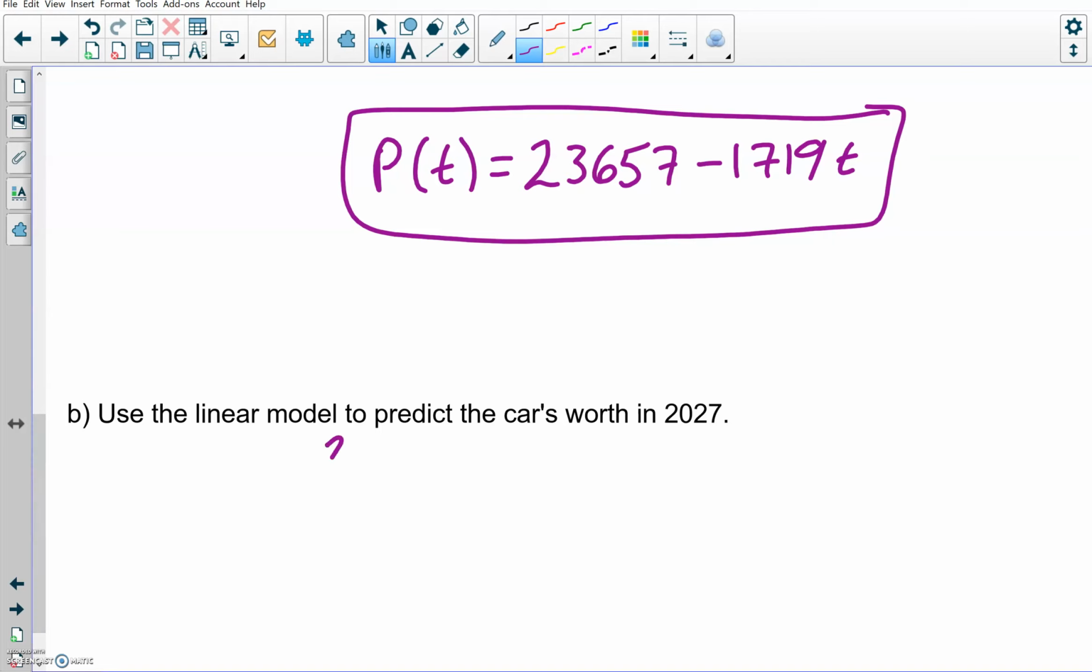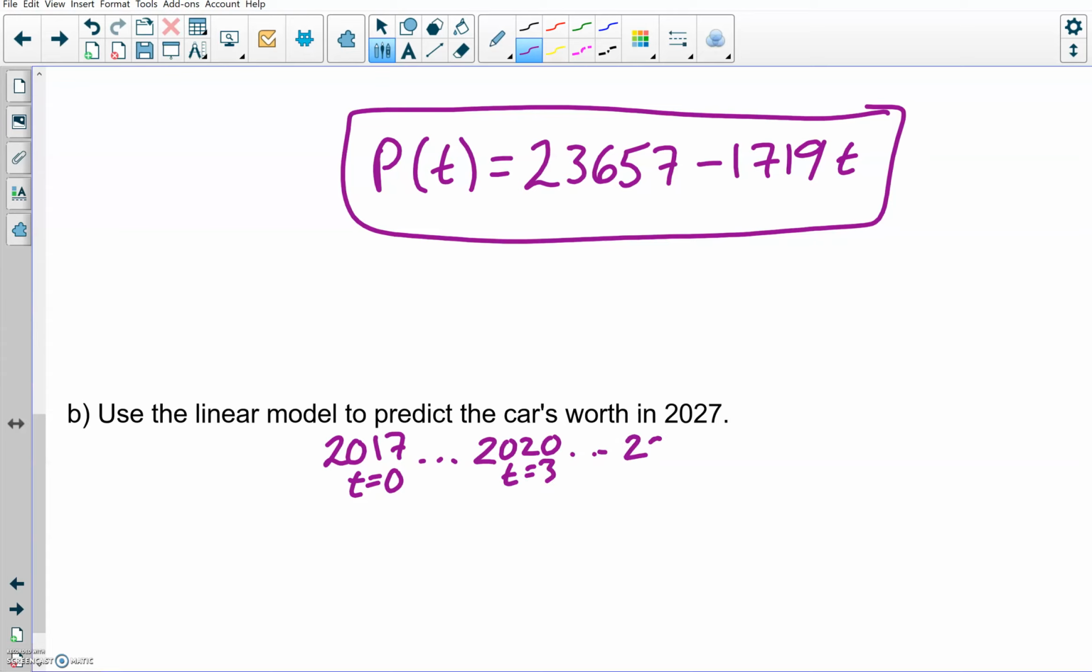This is where you have to be careful here, because you're not going to plug in 2027 for the time, because you haven't had that car for 2,027 years. You need to remember that 2017 was when the time started. That's t equals 0. And then in 2020, you had t equals 3 years later.